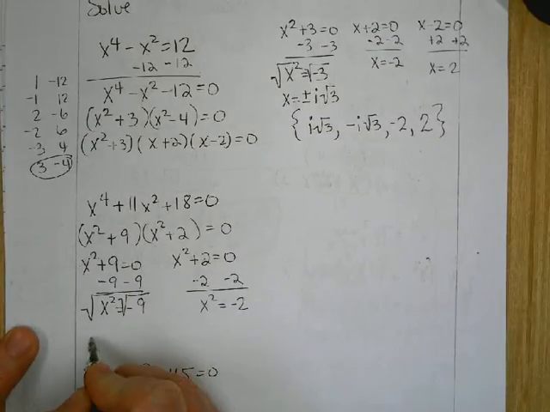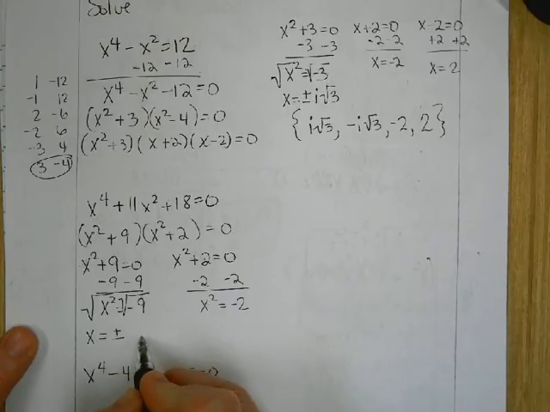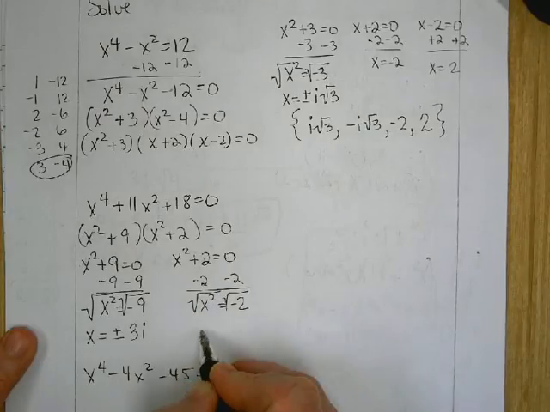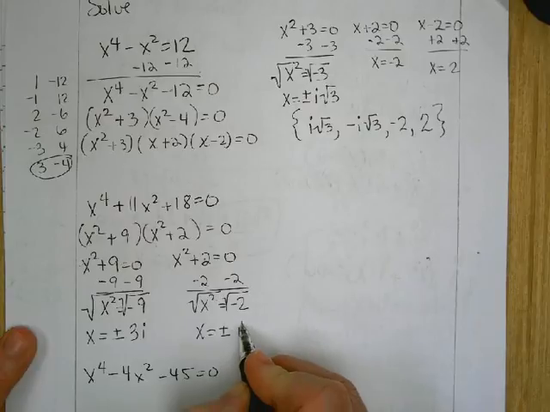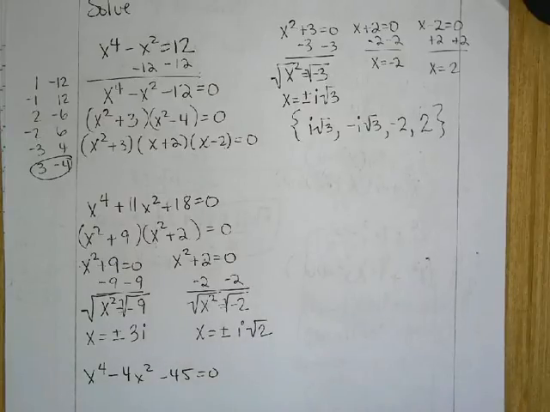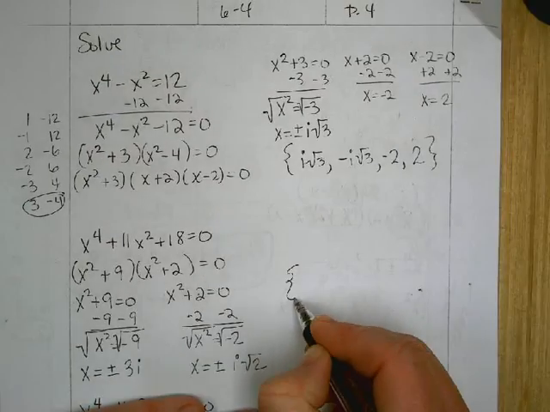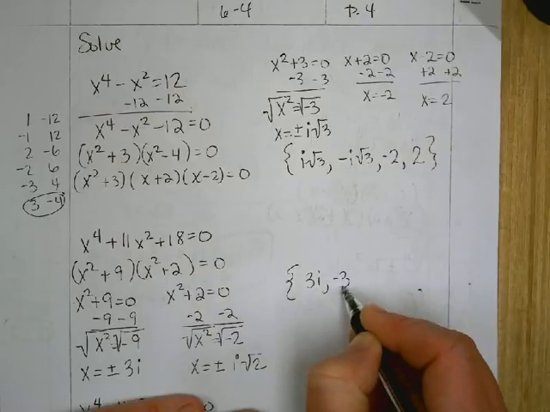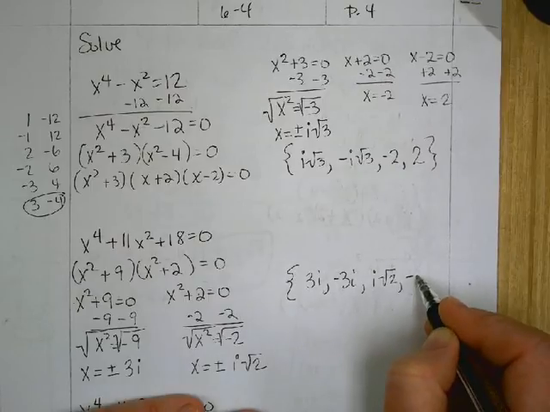So x is equal to the positive or negative. What's the square root of negative 9? 3i. Negative part yields an i, and the square root of 9 is 3. Take the square root of each side here. And the answer to the square root of negative 2 is i square root of 2, and the square root of 2 does not simplify. It stays where it's at. So you have 4 answers here. Your 4 answers are 3i, negative 3i, i square root of 2, and negative i square root of 2.